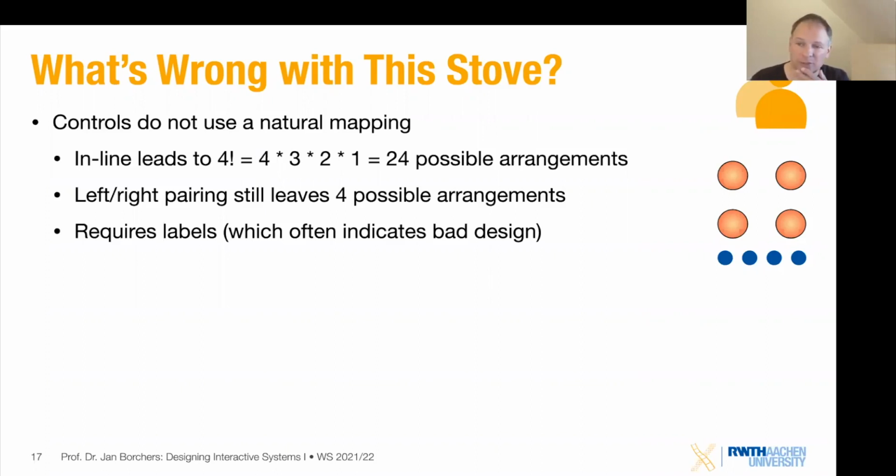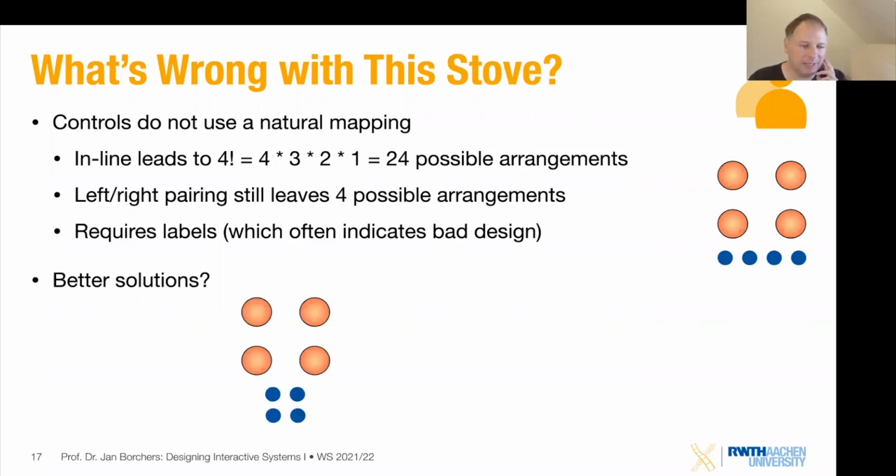Now, what could we do about this? Well, there's a bunch of things we can do. For example, we could have an actual control that is mapped just like the stovetop itself, right? Now, of course, if I can't see the labels, that makes it impossible to read them. But if the controls are arranged that way, I could actually step up to the stove and use them without actually having to see the labels. I could just feel the four buttons and I could use that mapping.